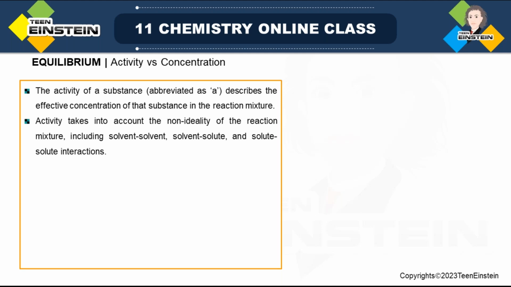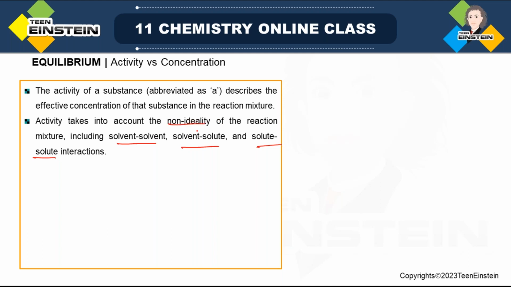So activity versus concentration, what is the difference between these two? Some points we have already discussed in the last class. Activity we mainly use when we consider the non-ideality of a reaction, and concentration we can use when it is following ideal condition, because in practical conditions it is mostly non-ideal. And why is it so? It is because of different types of interaction: between two solvent molecules, between a solvent molecule and a solute molecule, or between two solute molecules. Because of these interactions, there is deviation from ideality in the reaction mixture.